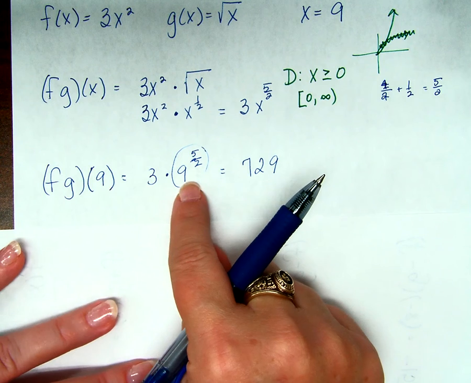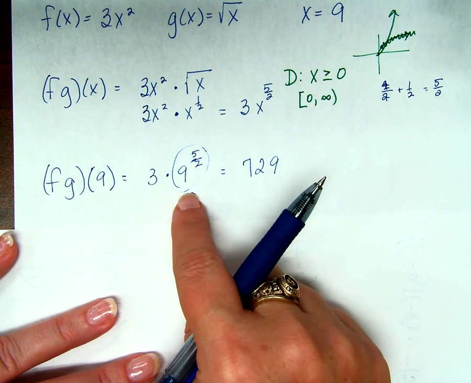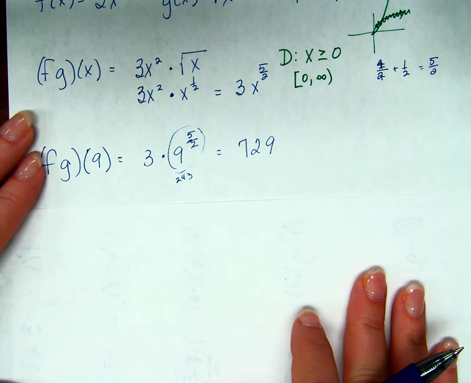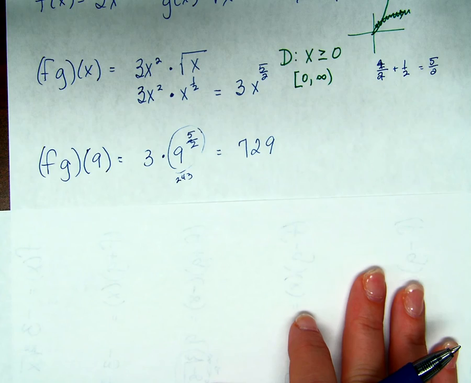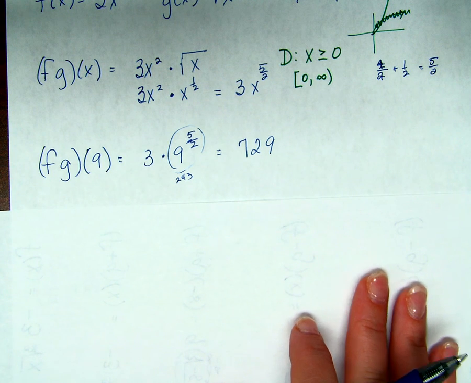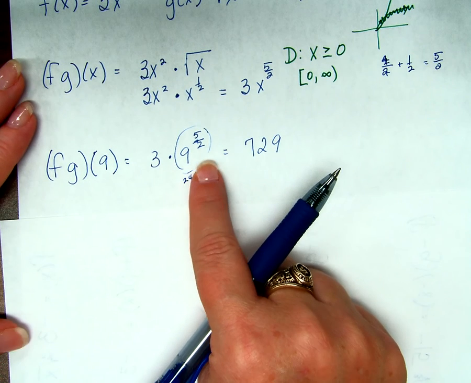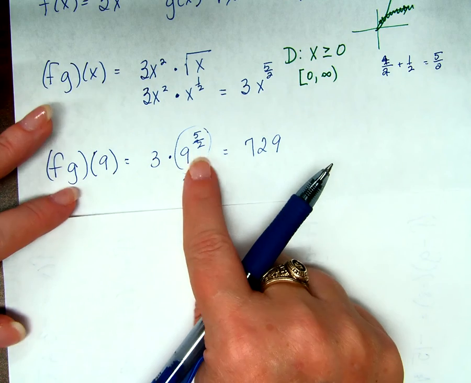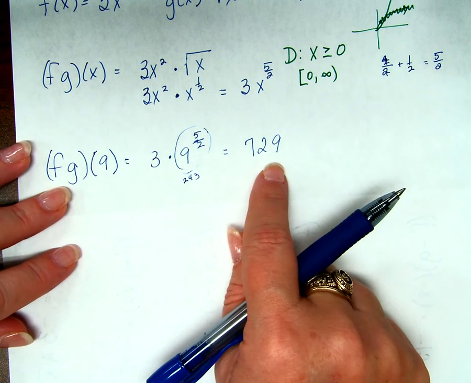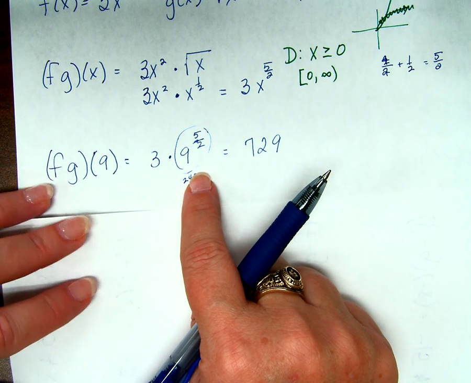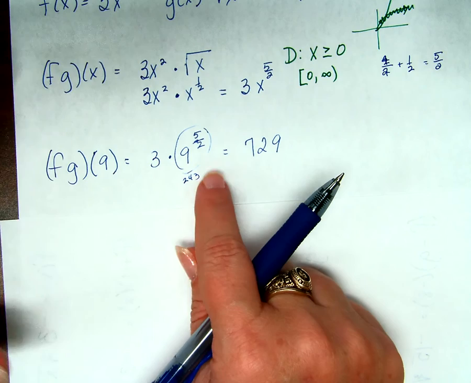Now, could we do that in our calculator? Absolutely. Okay? But sometimes I want you to think with your head, and not always use the calculator to do your thinking. There's a difference between pushing yourself and punishing yourself. Pushing ourselves is doing this with our head. Punishing ourselves is trying to do 27 to the 10/3. Okay? You see what I'm saying?